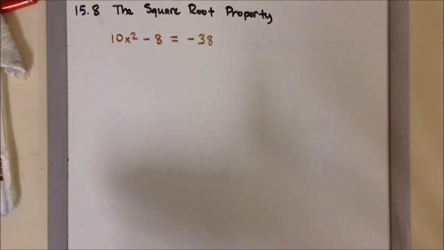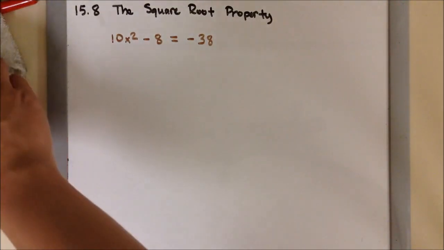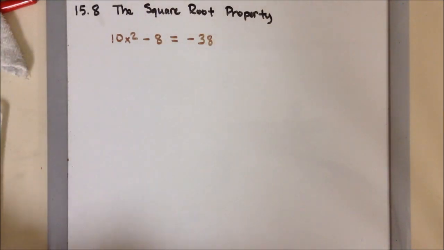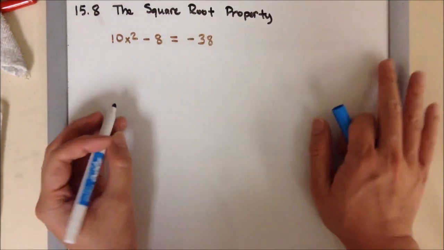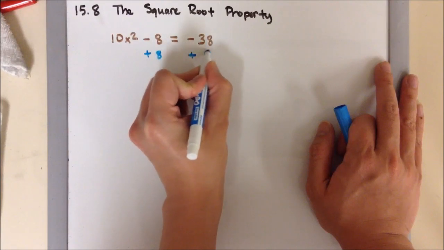In this part, same thing as before, solve it like a linear equation. You want to get the variable by itself. So, first step, I'm going to cancel out my minus 8. So, I'm going to add 8 on the left side, add 8 on the right side.